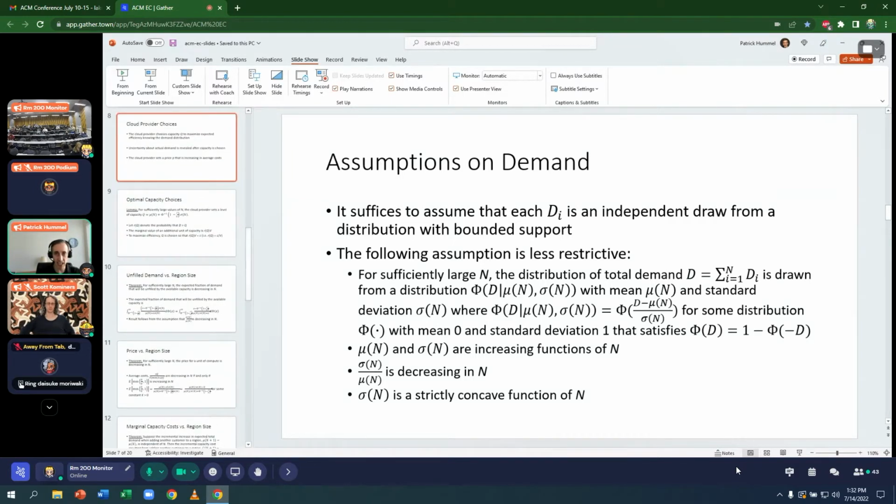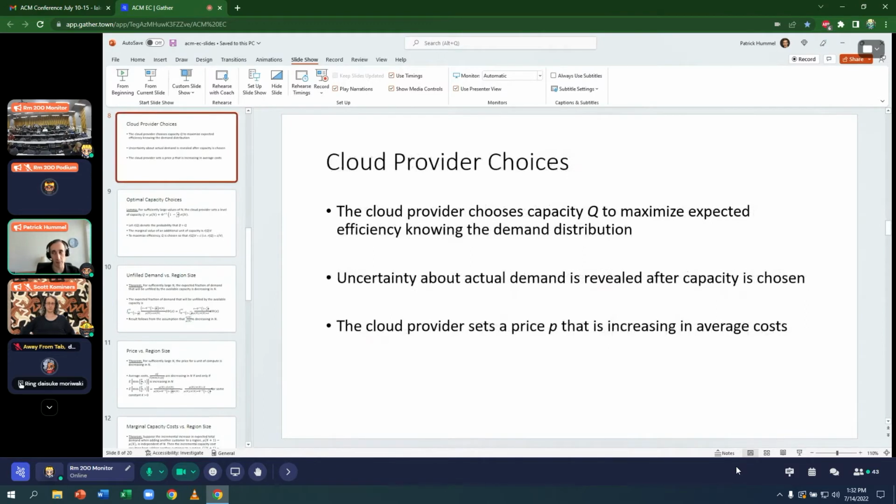And in this setting, the cloud provider will choose capacity Q to maximize expected efficiency, knowing the distribution from which customers' demand is drawn, but not knowing the actual realization of customer demand. And then uncertainty about the actual demand will be revealed after capacity is chosen. And then finally, the cloud provider will set some price P that's increasing in average cost. So the cloud provider will use lower prices in regions that have lower average costs.